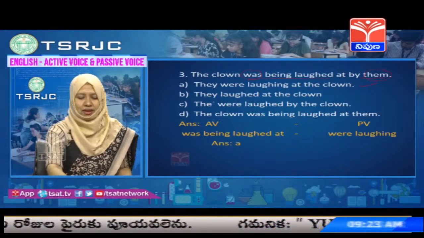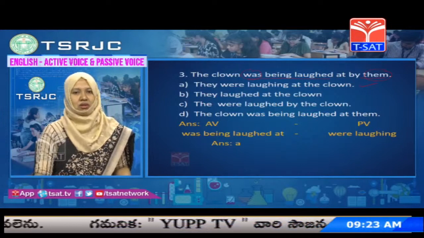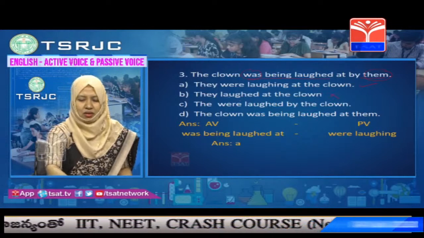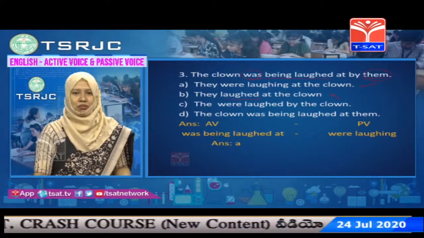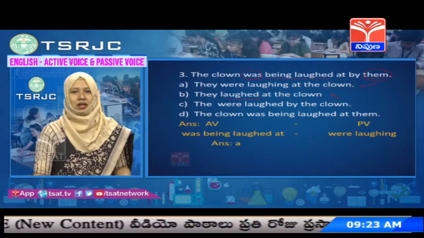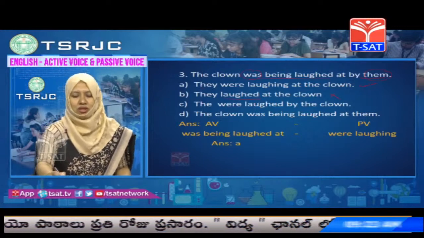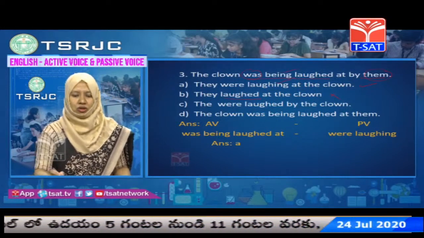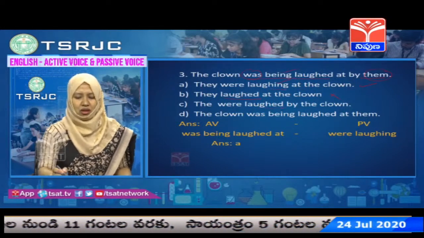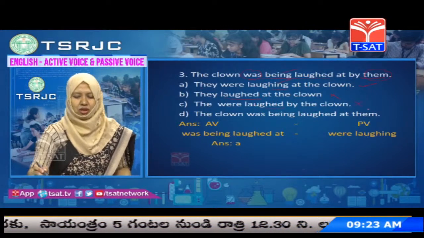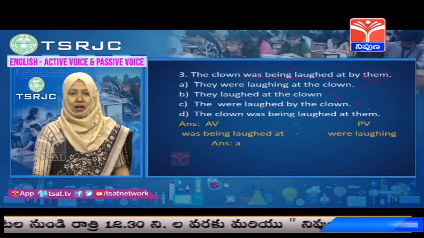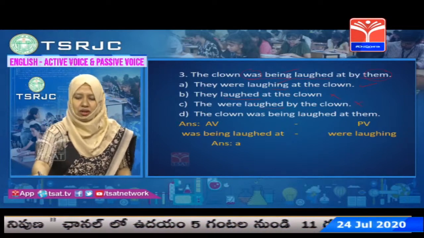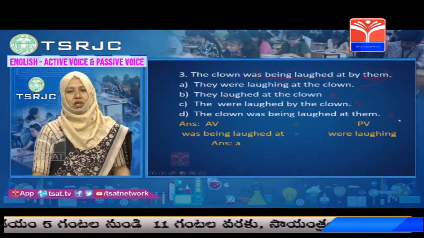If you read the other options, they laughed at the clown, that is wrong, because here the past form is used, only simple past. They were laughed by the clown also is wrong, because here you see ing form. In the answer also, in passive form they should be ing form. So here you can see ed form. So these 2 options are wrong. The clown was being laughed at them. The clown was not laughing, they were laughing at the clown. So here this is the correct one. All these 3 options are wrong.